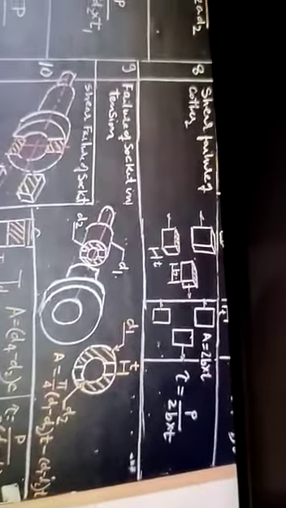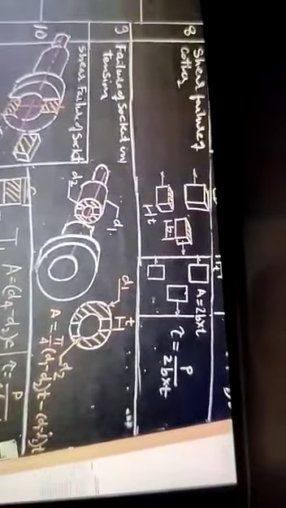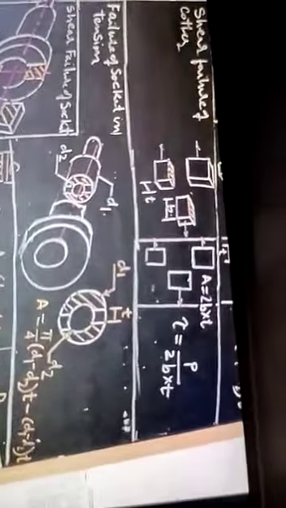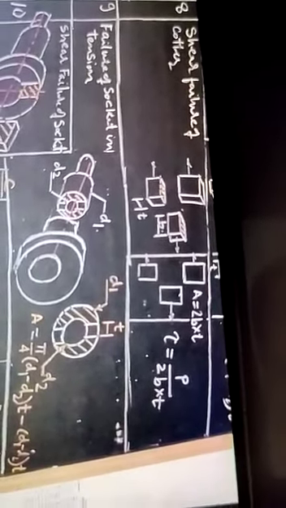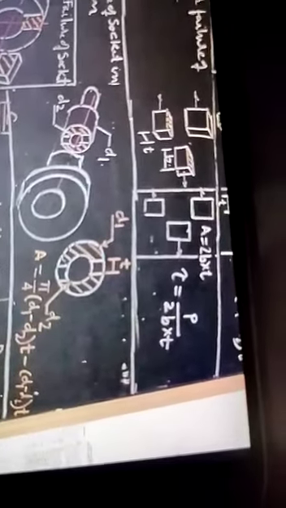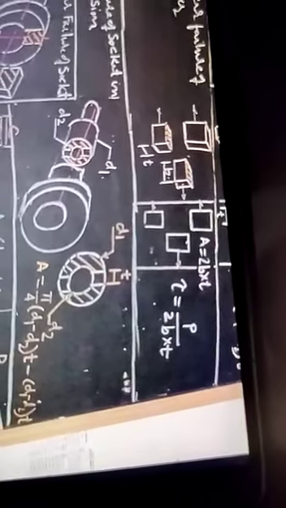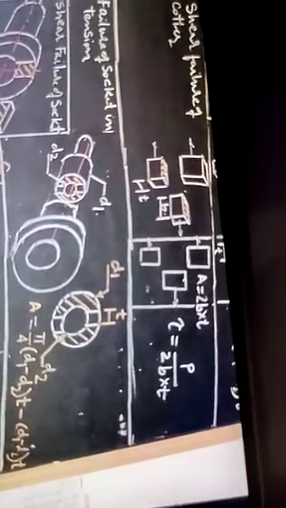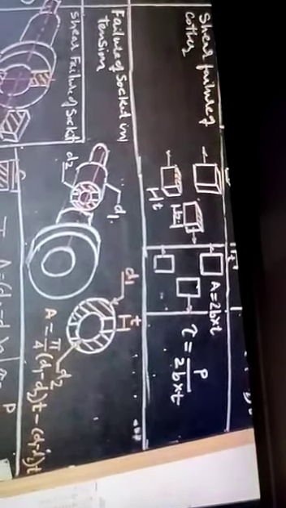The resisting area is given by pi by 4 d1 minus d2 in the bracket multiplied by t minus d1 minus d2 in the bracket into t. This is the total resisting area.